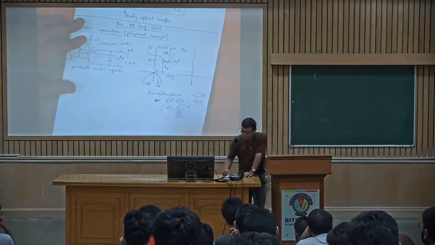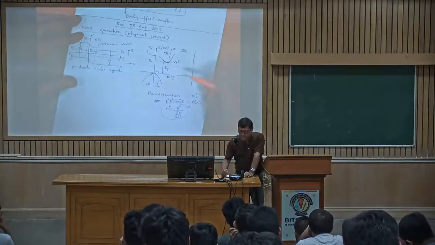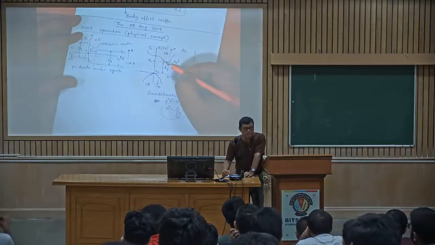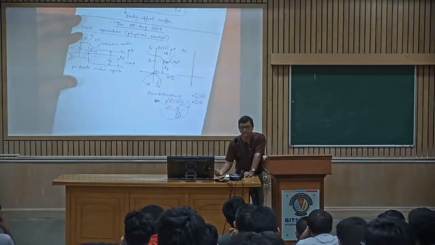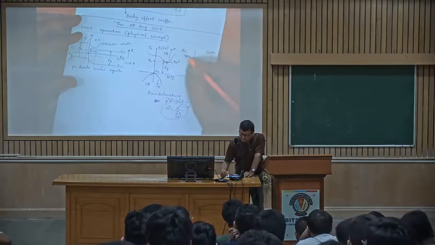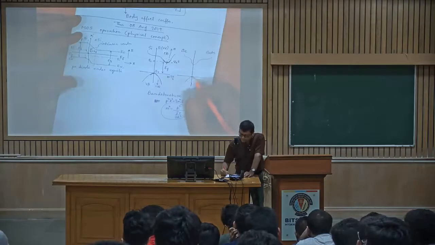So here we have written it like that. This is an indirect band gap semiconductor because the minimum of the EC is not aligned with the maximum of the valence band. Gallium arsenide or any of the direct band gap materials look something like this.